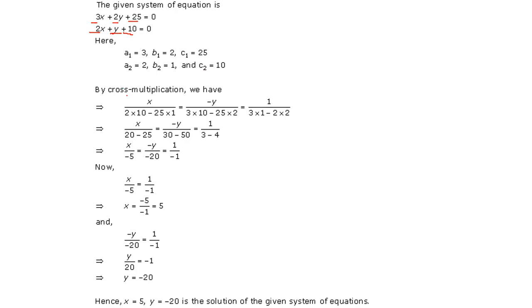So by cross multiplication, that means first you have to multiply this by this, leave this one, multiply this by this, and this means this by this and this by this, and subtract. Then when you come here, multiply 3 with 10, multiply 2 and 25 and subtract. When you come to this one, multiply 3 with 1 and 2 with 2 and subtract. And you just solve it. X is 5, y is minus 20.